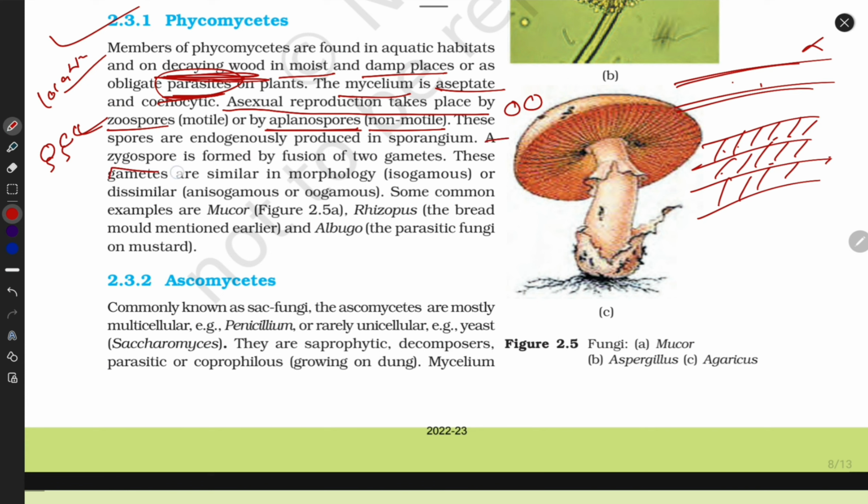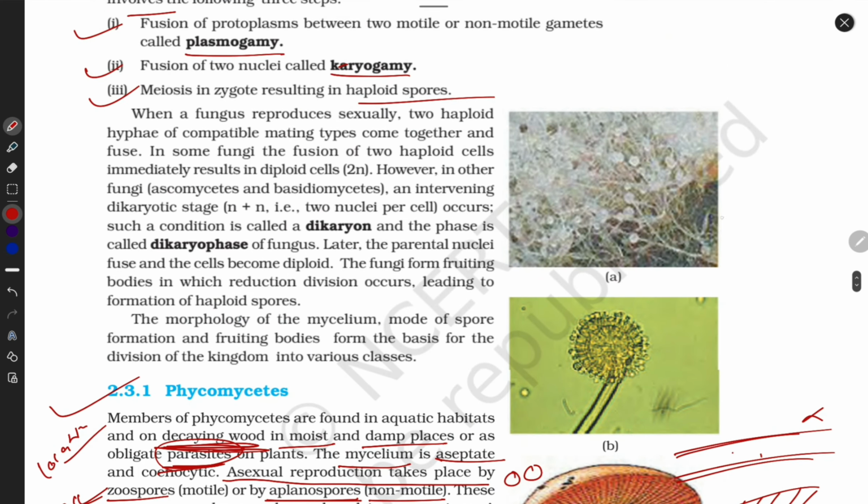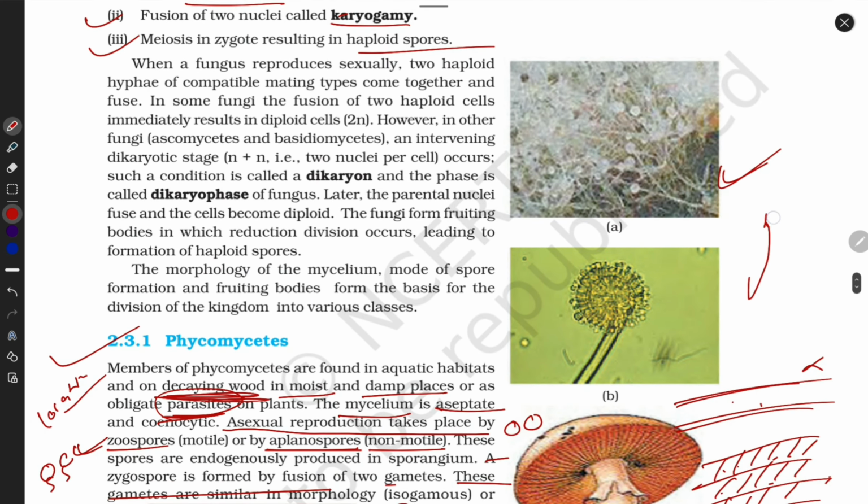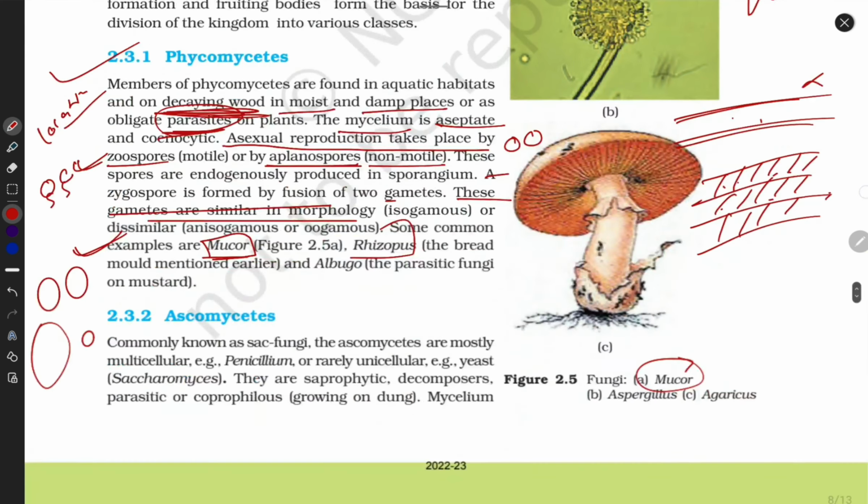A zygospore is formed by fusion of two gametes. If the gametes are similar in morphology, we call it isogamous. If dissimilar, we call it anisogamous. These are examples of Phycomycetes, most popular being Mucor. You have to remember this diagram also. It's simple, very simple.